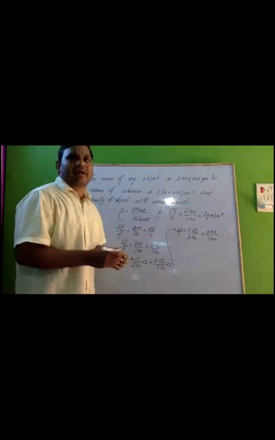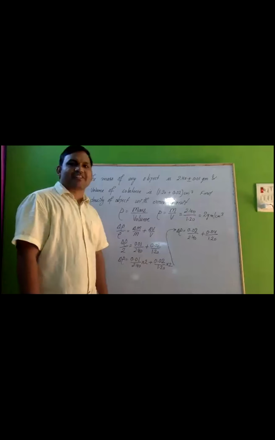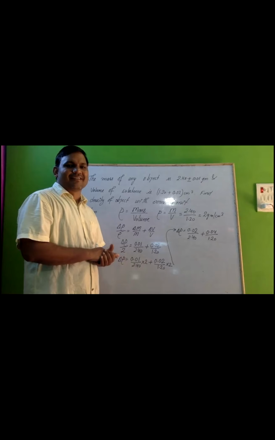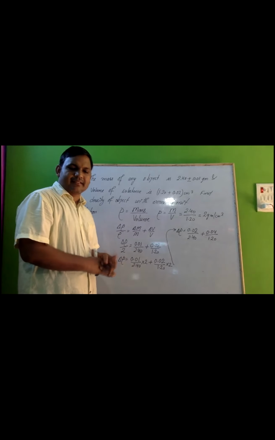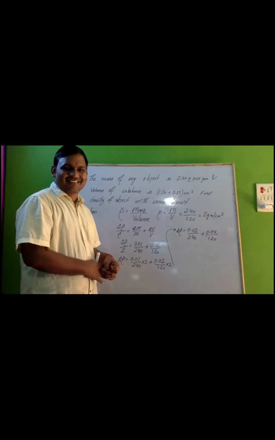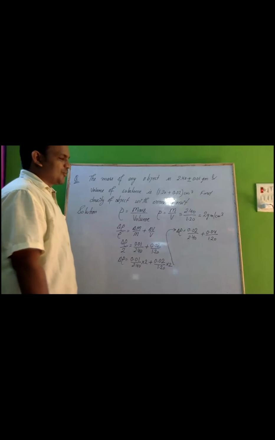So let me know, has anyone solved this one? Delta rho, what is the value? 1/24. Don't tell me in a fraction, tell me in a decimal. Anyone? No one. Sir, 0.04. 0.04. Is it true?